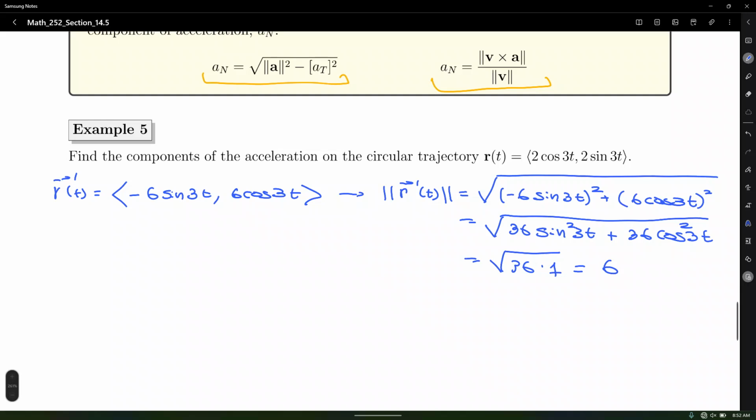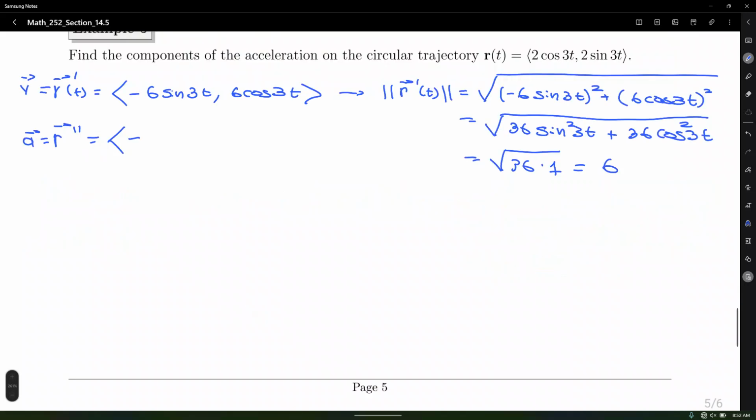Okay, we're ready to compute the tangential component here. Let's find r double prime, the acceleration, from the velocity. The derivative of sine is cosine, so that's negative 18 cosine 3t and negative 18 sine 3t. We're going to need this later.